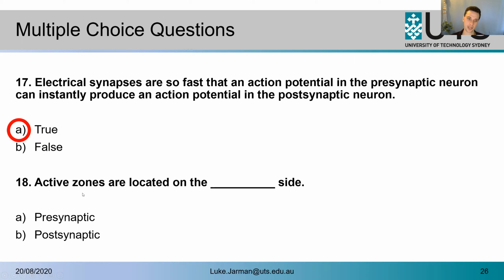18, active zones are located on the presynaptic side. Yep, that's exactly what we were just looking at before.